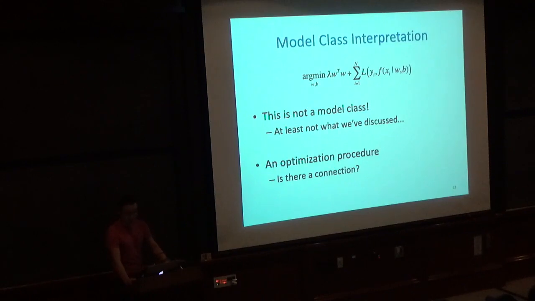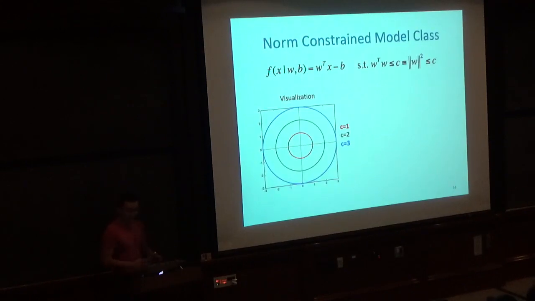Okay, so let's move on. Norm constrained model classes. That's the set of model classes we're going to look at. We're going to look at the set of, in this case, linear models, and this works for nonlinear models too, like neural nets. But we're only going to look at the set of linear models that live inside, in this case, an L2 ball of radius C.